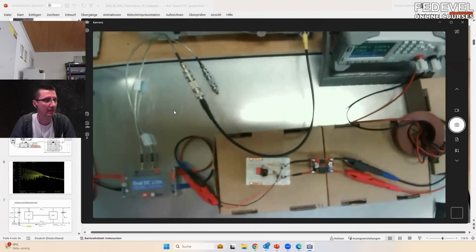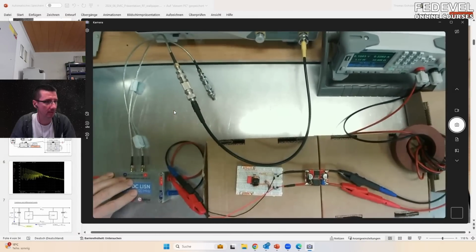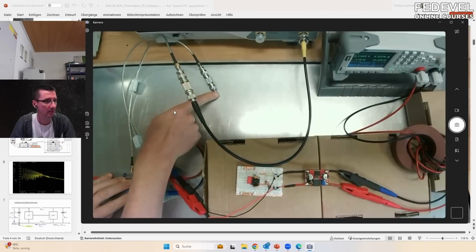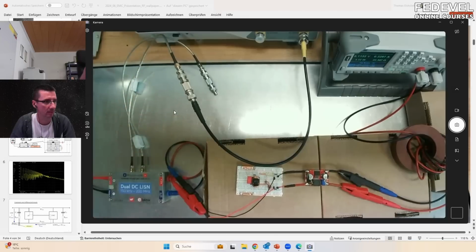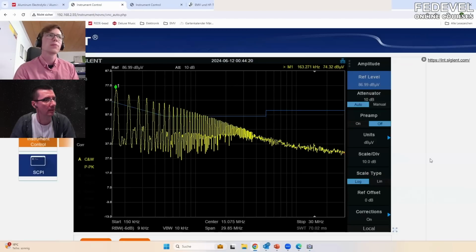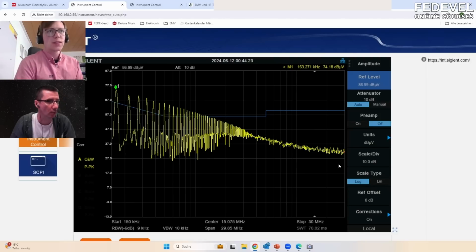Then I have here the listen. The one output is now connected with 50 ohm termination, and the other one goes into the spectrum analyzer. And here I have also a picture. Let me just show. This is what we can see.